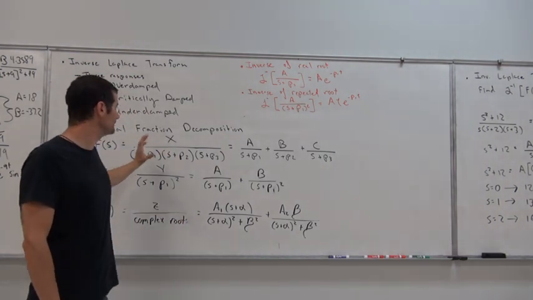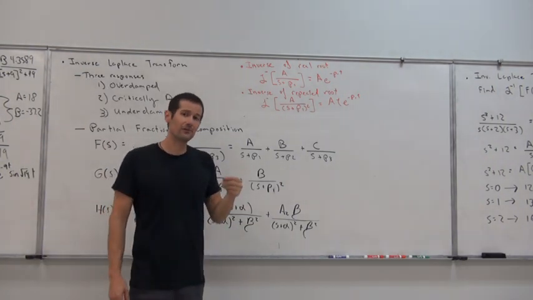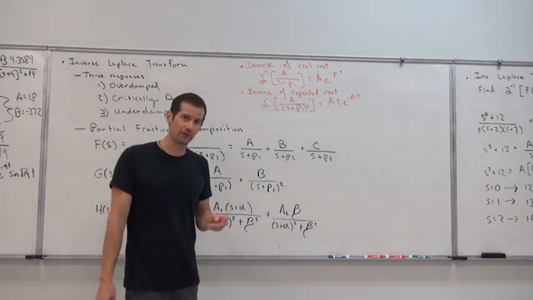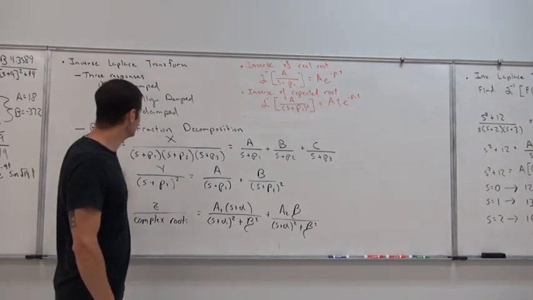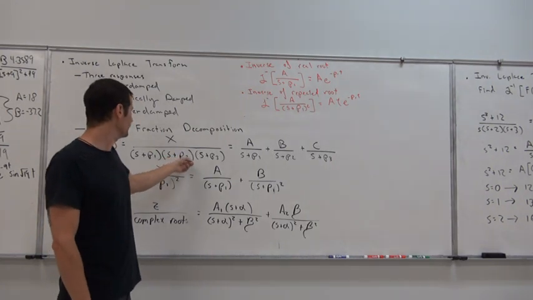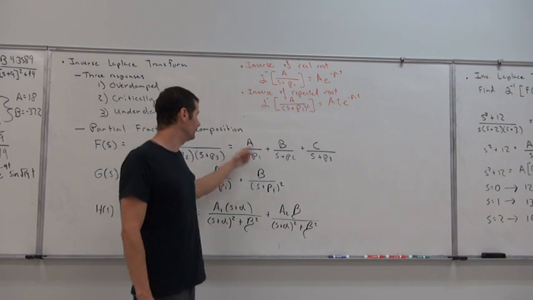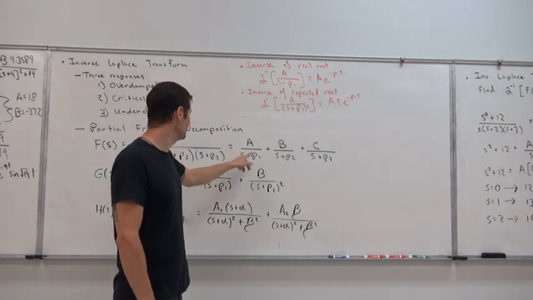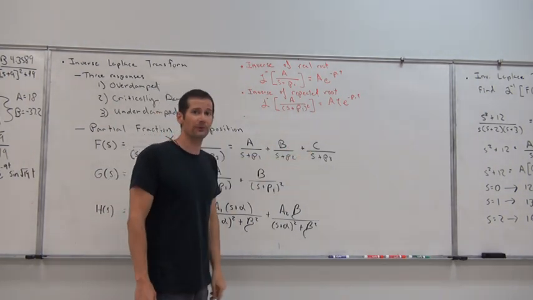So we actually have to decompose each of these functions into simple terms in which we can actually take that inverse Laplace transform. And so in this case, for f of s, this would be for an overdamped case. Here we have x over s plus 1, s plus 2, and s plus 3. We decompose that into a over s plus 1 plus b over s plus 2 plus c over s plus 3.